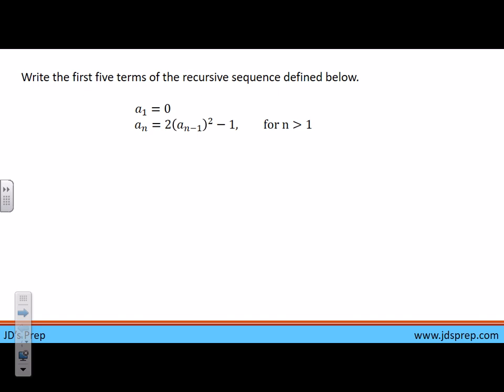In this problem, we are told to write the first 5 terms of the recursive sequence defined below, in which a1 is equal to 0, and for any other term, an is equal to 2 times an minus 1, the previous term, squared, minus 1.